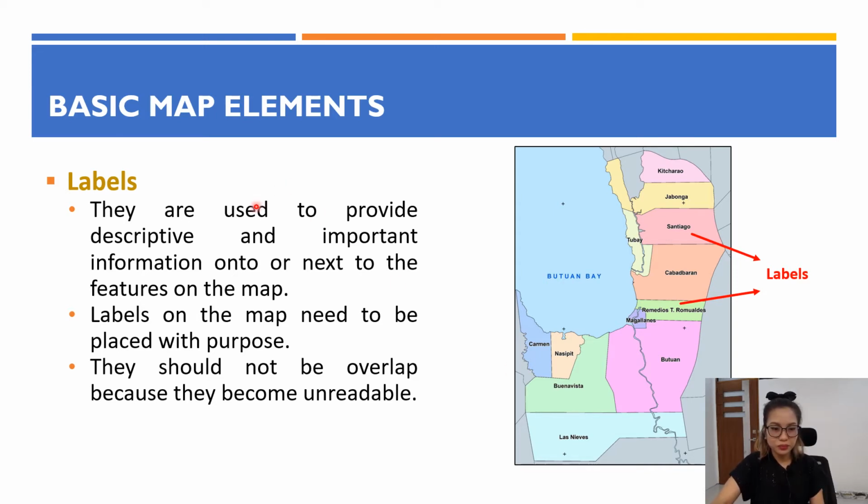Okay. So here are some labels on the map need to be placed with purpose. So you cannot just put label everywhere and dili siya pwede mag-overlap because it becomes unreadable. It will confuse your viewers or your audience. So, asa man gid ni siya? Is this sa Buena Vista or Butuan na something else?